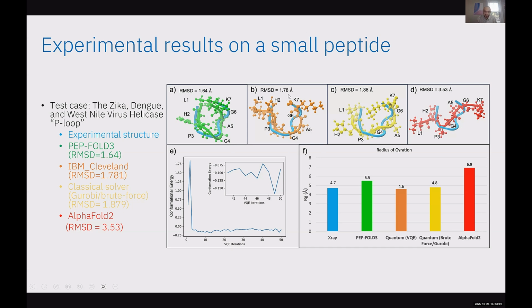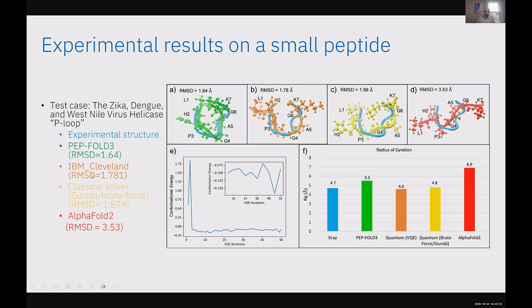The orange one that you see here is the result that we got from the quantum computer after we ran the algorithm. We took the same Hamiltonian and solved it classically. Again, you can do this optimization classically as well. PepFold is another tool that people use, again simulating folding. And we also had the AlphaFold result to compare against.